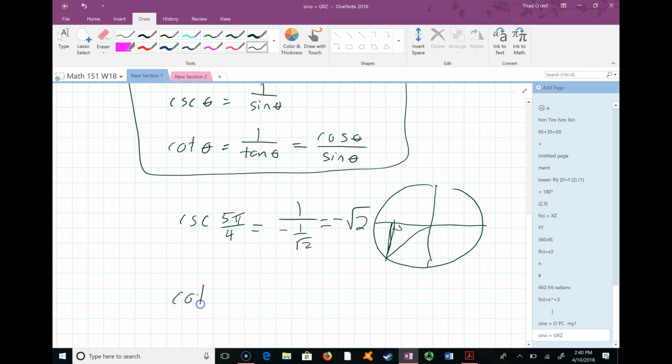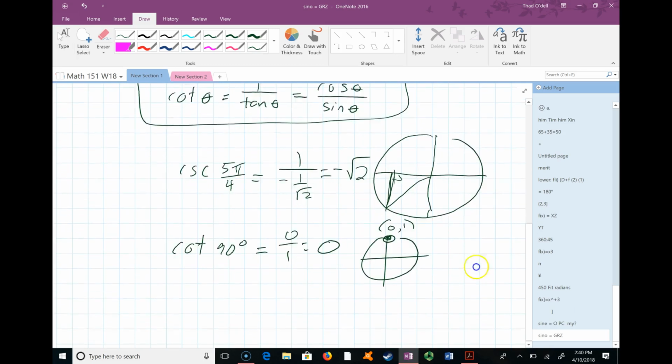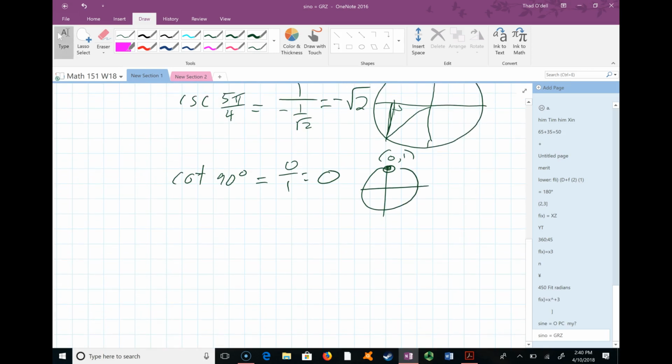If I asked you for what the cotangent of 90 degrees is, well, you would go, oh, it's right there. Those 2 coordinates are 0 and 1. And since cotangent is cosine over sine, that would be 0 over 1, which would be 0. So you can see, knowing these relationships, I can find all the other ones.